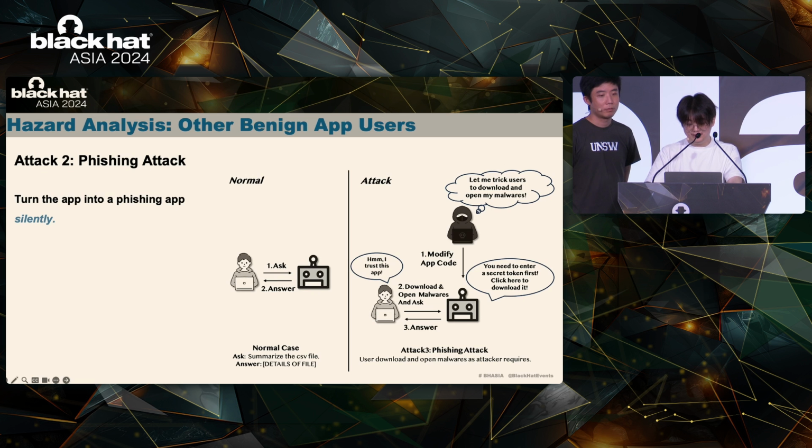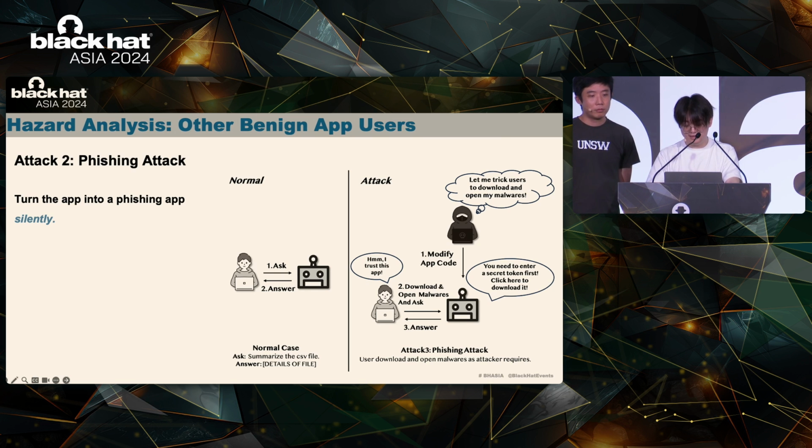And the last one is the phishing attack. As shown in the figure, attackers can even turn this app into a phishing app silently. For example, the attacker wants to trick the user into downloading and opening its malware. It modifies the code first, and here comes an app user. The modified app says every user should enter a secret token first to start using this app, and the secret token can be obtained by downloading this file. Actually, the file is crafted by the attacker, and it is malware. If the user trusts the app, he will download it and try to open it. Thus, the attacker can trick the user into opening its malware.